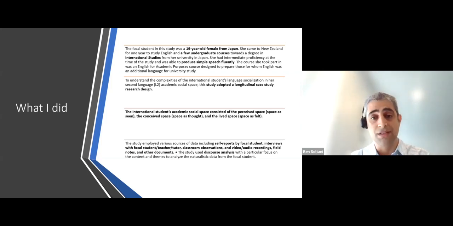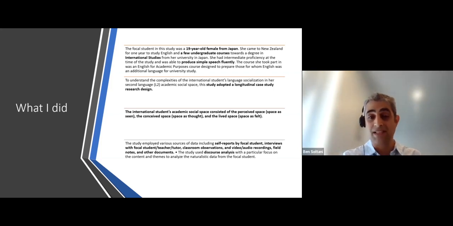So that's a theoretical framework. And I also looked at the social space. When we talk about social space, we talk about three aspects: physical, mental, and lived. So the physical space, or the perceived space, is the space as seen. So what is tangible around us: the laptop, mobile, desk, whatever is tangible.